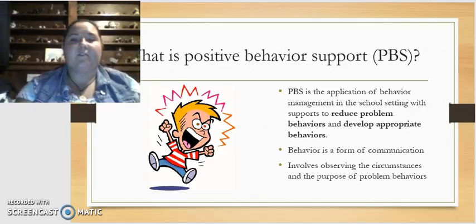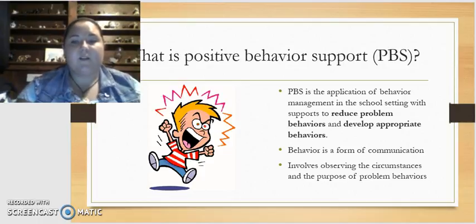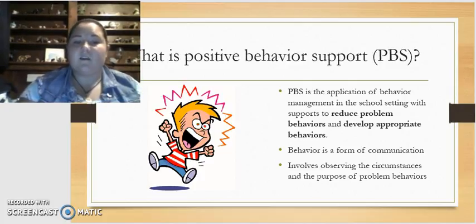What is positive behavior support, PBS? PBS is the application of behavior management in the school setting with supports to reduce problem behaviors and develop appropriate behaviors. Behavior is a form of communication. So a lot of behaviors that you see students exhibiting is because they need something to change and they don't know how to express that.